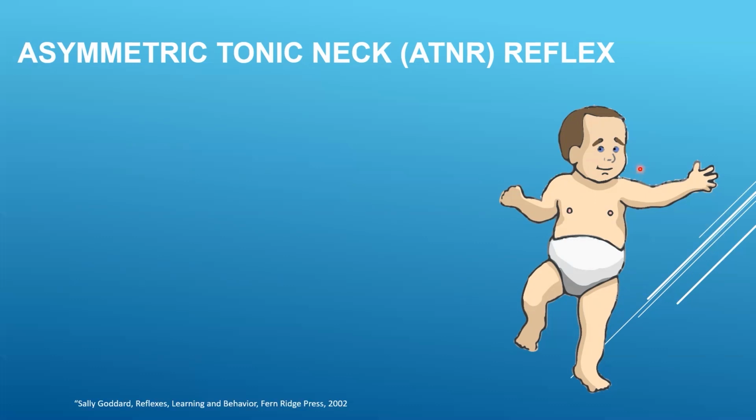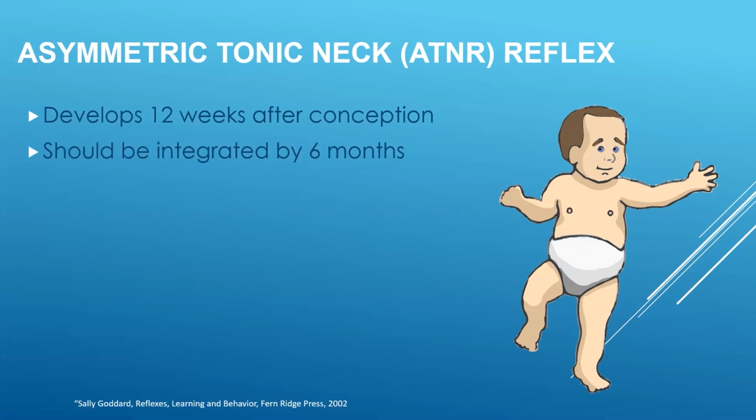So if your kid turns to the side and looks to the left, they end up sticking out their left arm and their left leg, and they draw in the other side. It happens top and bottom, and it's a typical thing. Again, this one tends to start around 12 weeks after conception, and usually it has disappeared by the age of about 6 months. Again, this is one of the things that helps the body to twist during the birthing process.